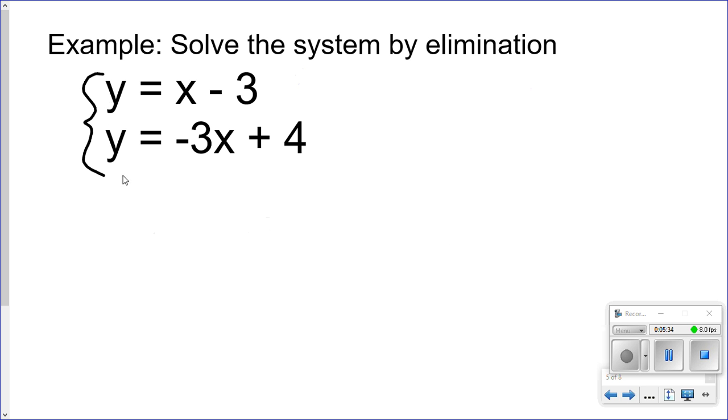Okay? This one's already lined up. The y's are on top of each other. The x's are next, and then the numbers. The issue here, though, is that the y's are both positive. The x's, one's positive, one's negative, but they are different numbers. So I have to figure out which one to change, like which one to try to get rid of, so that they will be opposite coefficients.